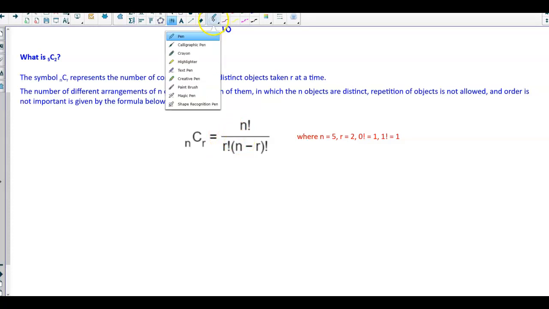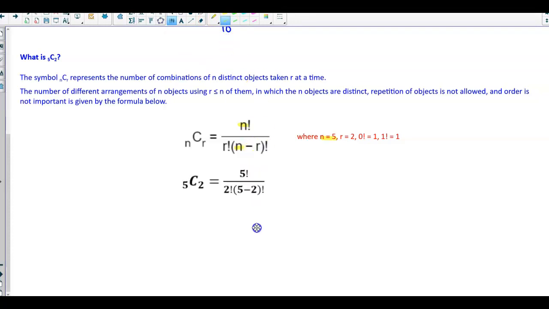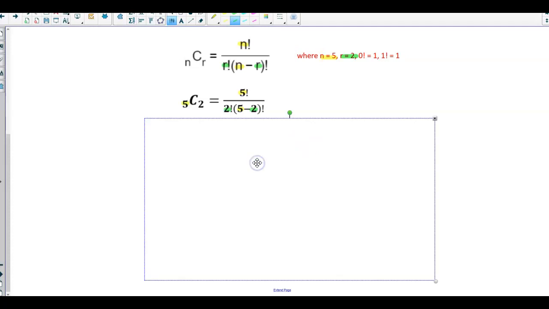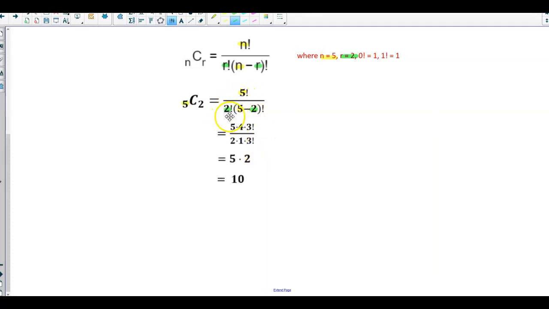So what we're going to do is we're going to let n represent 5. So we know n is going to be 5. And we know that r is going to equal 2. So that means we are going to have the following. It's going to be 5 factorial over 2 factorial times 5 minus 2 factorial. Now before we expand anything, we know that the numerator is going to be 5 factorial, and the denominator we're going to have 2 factorial times 5 minus 2 factorial. Well, 5 minus 2 is 3, so we get 3 factorial.